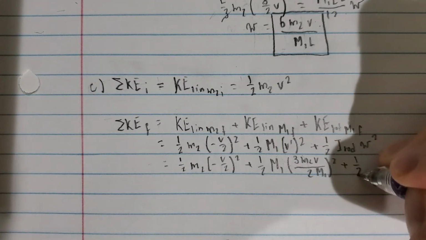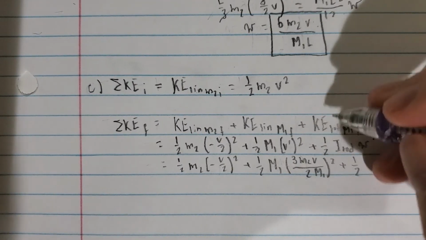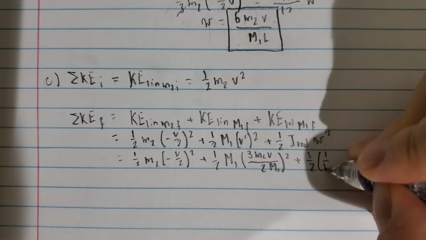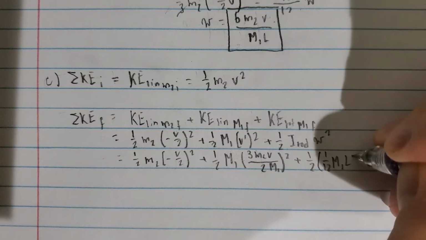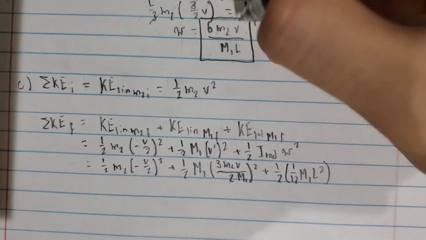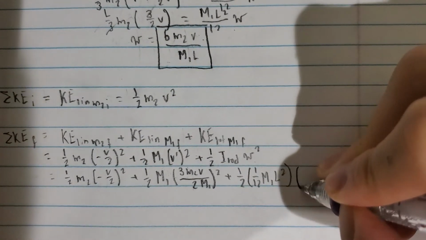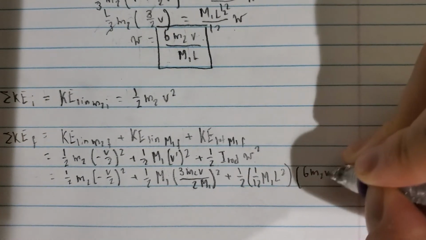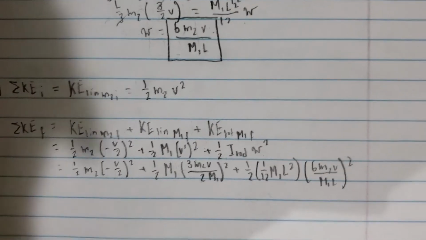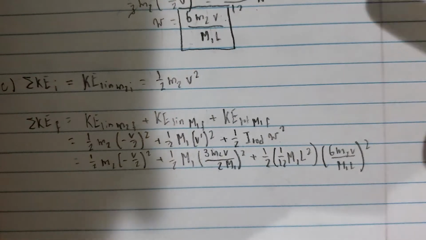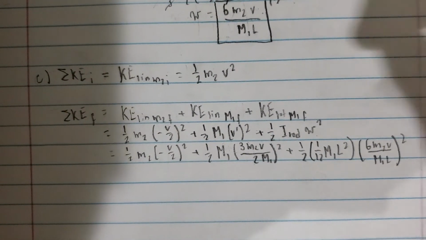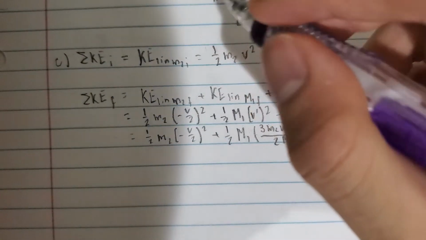I have 1/2. I'm going to sub in I rod as well, and that is equal to 1/12 times M1 times L squared. And I'm going to sub in omega, this over here. So 6 times M2 times V over M1 times L, and then square all of that. Alright, now I'm going to distribute all of the squares at this point.